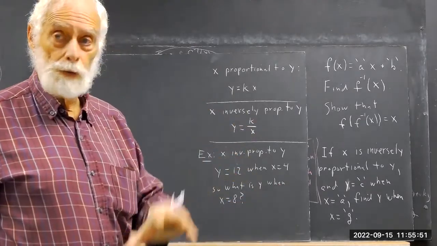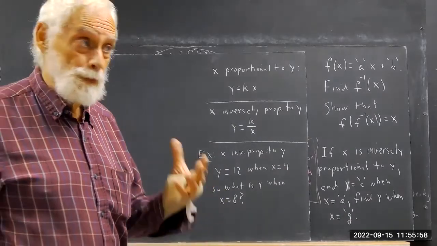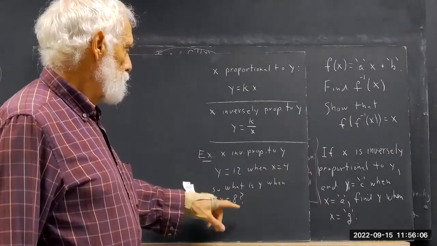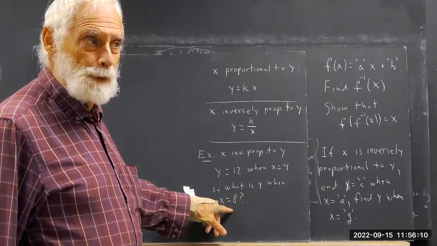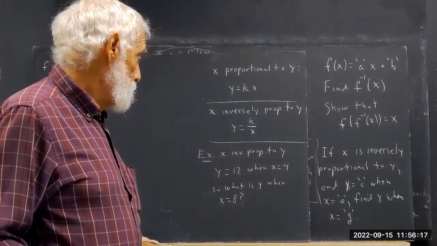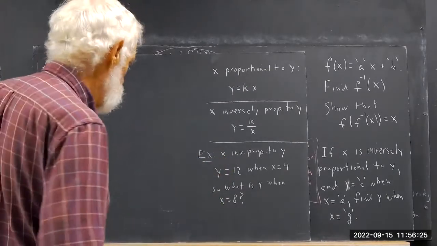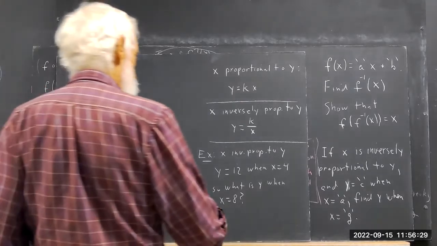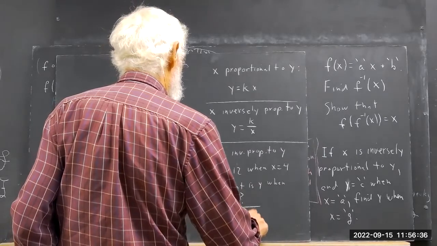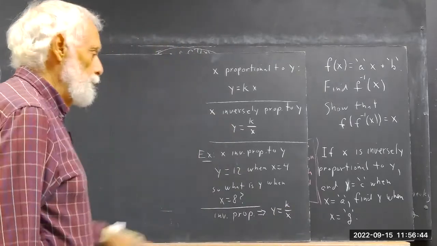You might understand the intuitive idea, but there's a simple process, doing very simple algebra, that lets us make sure that our intuition is right. And of course, if this was 47 and this is 936, you wouldn't have that much intuition about how much x changed. So you wouldn't have that much intuition about what y would do, and you need to go to the equation. So inverse proportion implies that y equals k over x.